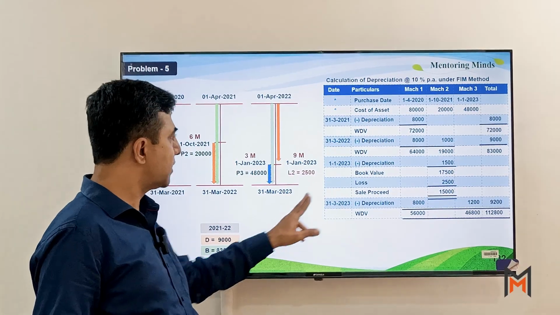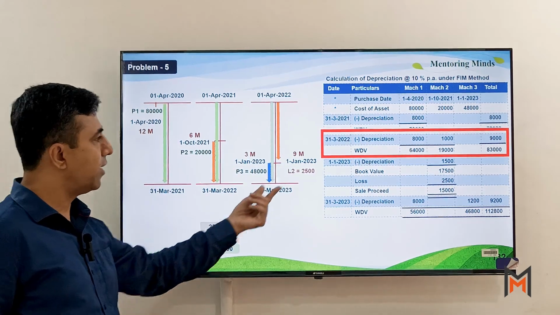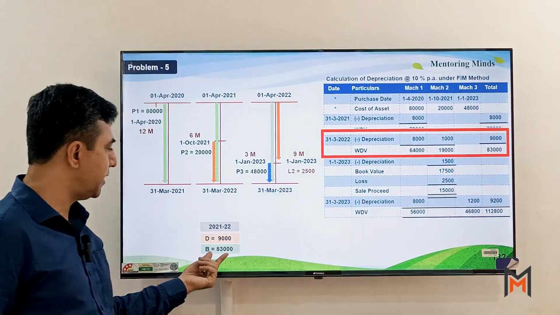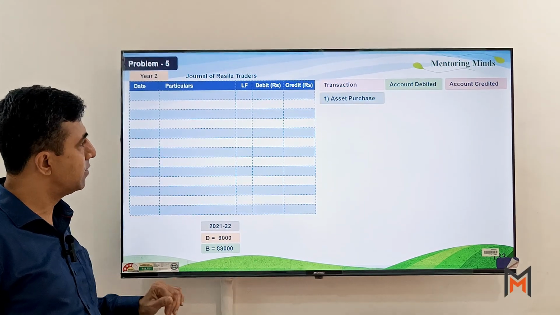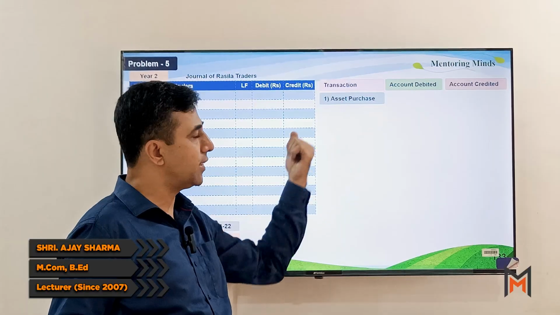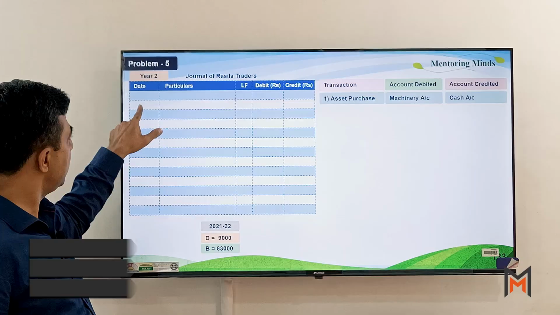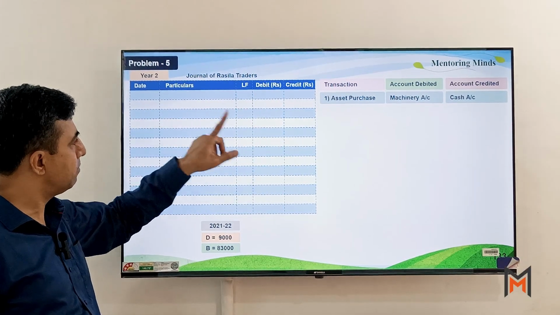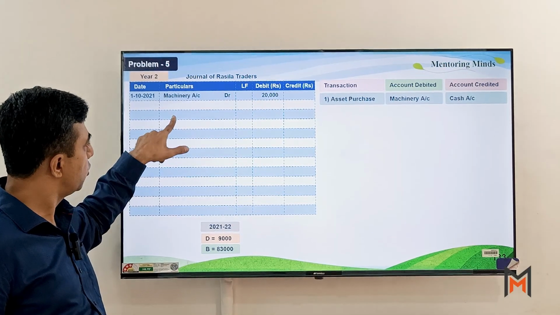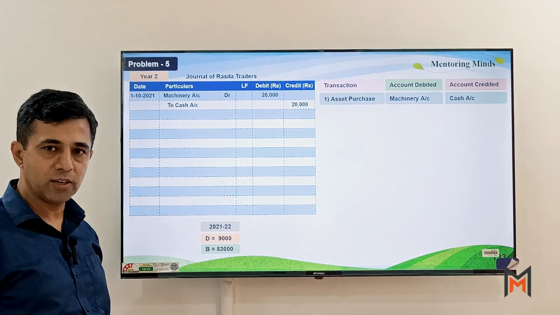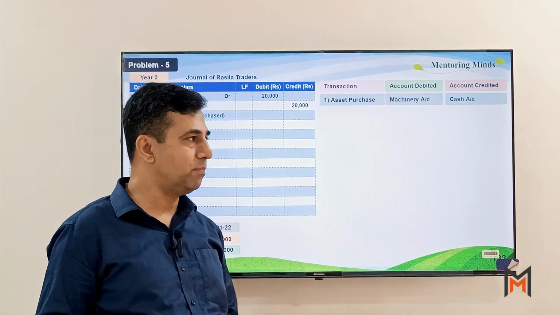ठीक है. So let us understand in the second year the amount of depreciation is 9,000 and the written down value is 83,000. Great. So let's see, here we are purchasing asset. So asset purchase करेंगे तो asset आएगी या जाएगी? सर आएगी और cash जाएगा. See in the second year we are purchasing machinery. So machinery account debit on 1st October to cash account 20,000. Narration, same type of narration we are going to write being asset purchased.